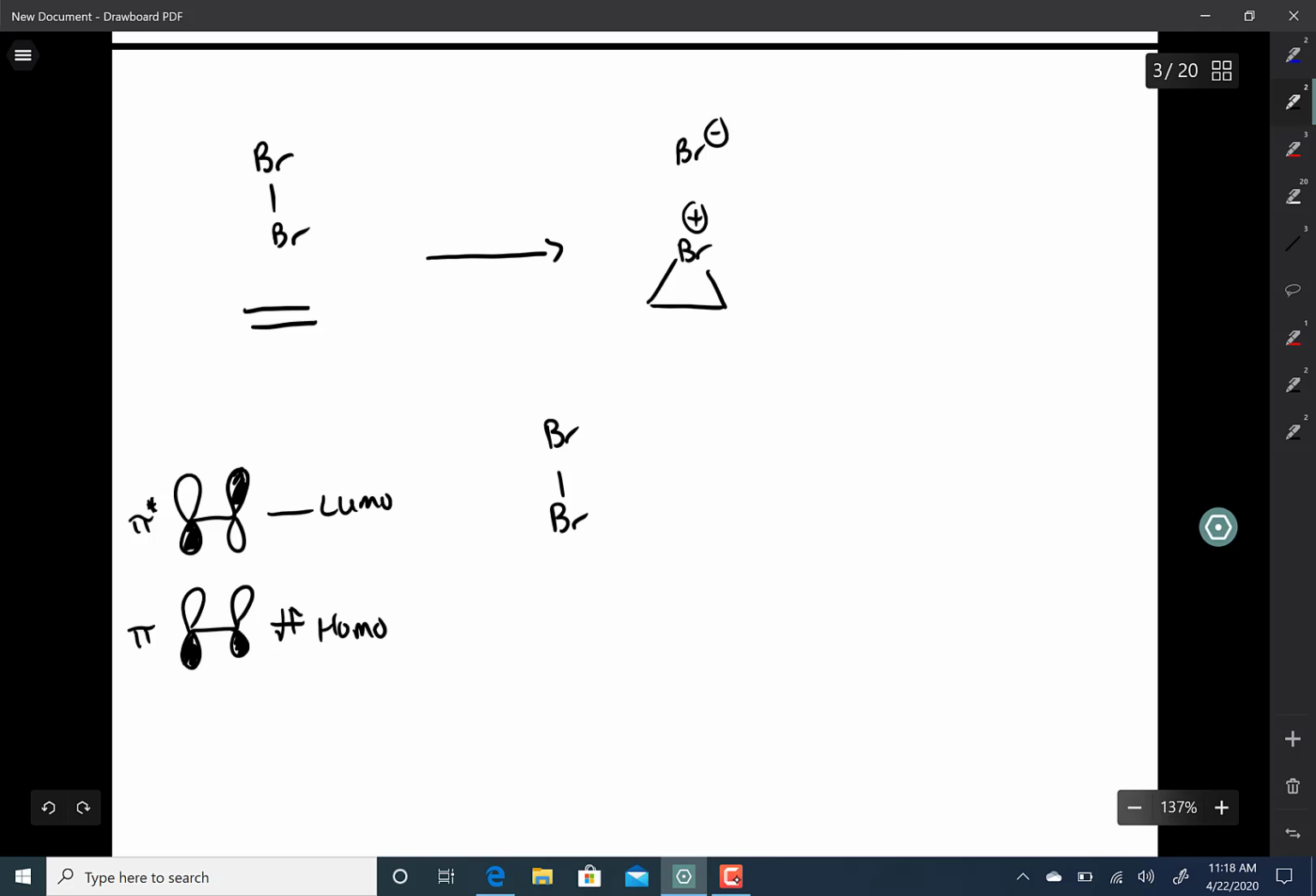Bromine's orbital that we're going to be interested in is one of them is going to be an orbital that's high in energy, that has electrons in it. It may or may not be the HOMO, but it's basically a lone pair on the bromine that is in a p orbital.